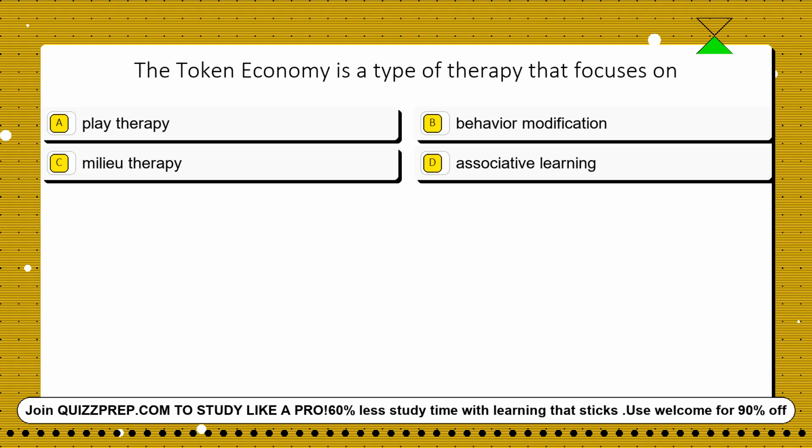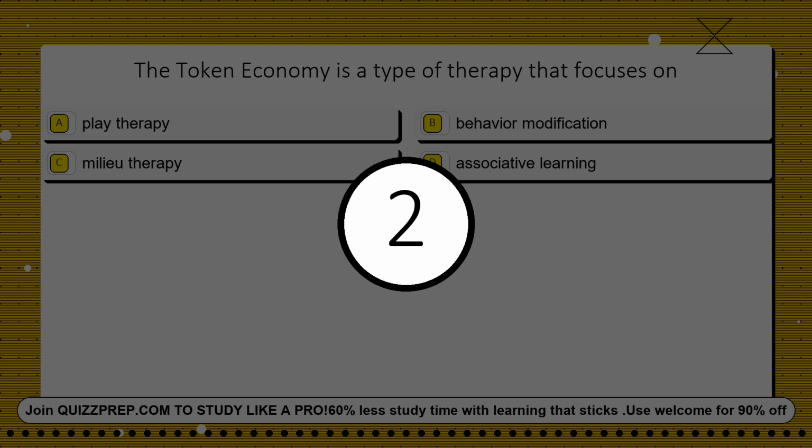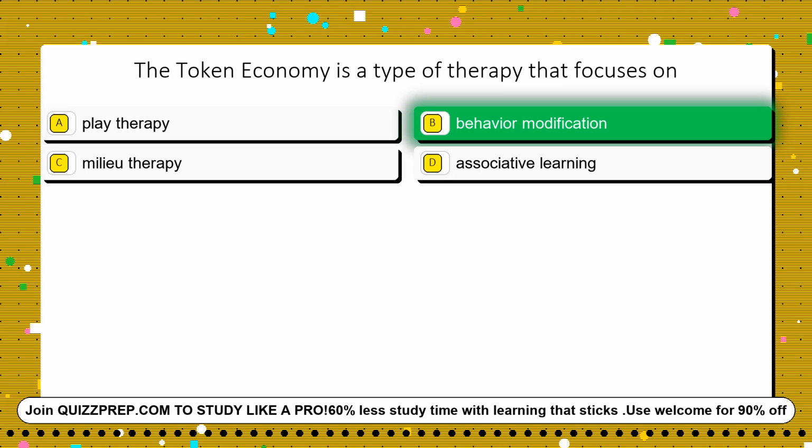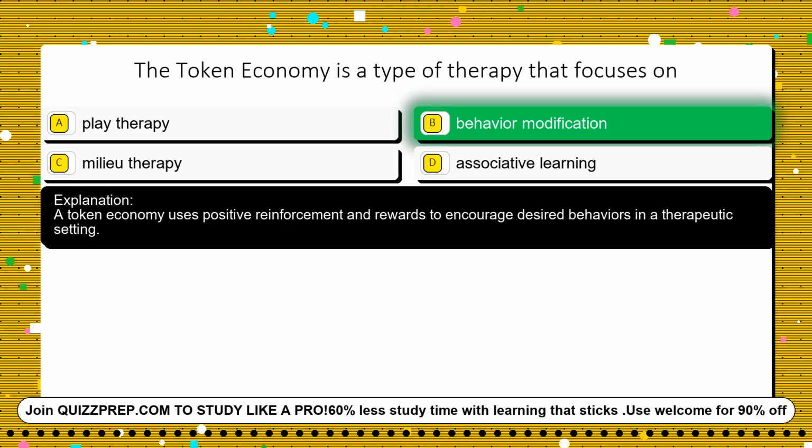Question 123. The token economy is a type of therapy that focuses on: Option A, play therapy. Option B, behavior modification. Option C, milieu therapy. Option D, associative learning. The correct answer is option B, behavior modification. A token economy uses positive reinforcement and rewards to encourage desired behaviors in a therapeutic setting.